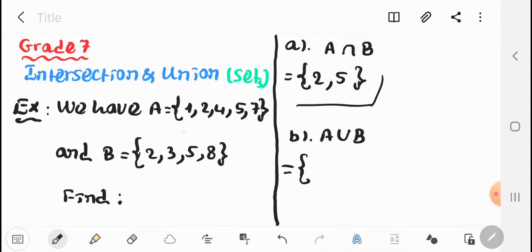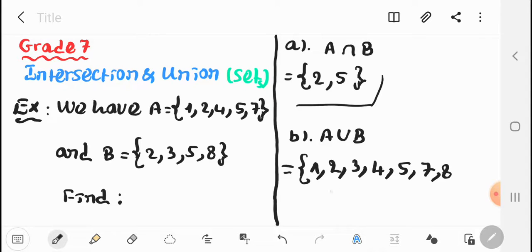In set A, we have 1, 2, 4, 5 and 7. So first we write 1, and then set B has number 2 also, so we write 2 only one time. In set B we have number 3, but set A doesn't have 3, so we write 3. In set A we have 4, but set B doesn't have 4, but we still write 4. Set A and set B both have 5, so we write 5 one time only. Then set A has 7, we write 7, and set B has 8, we write 8.